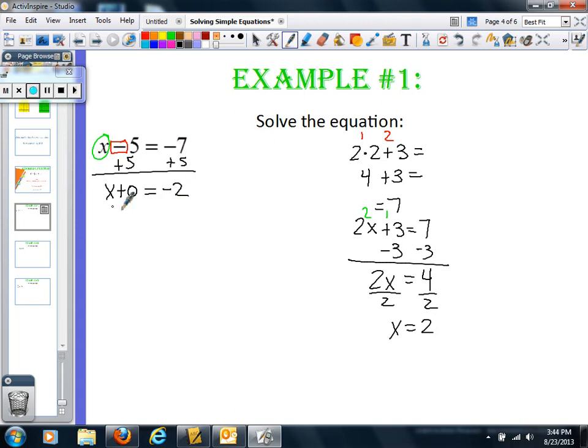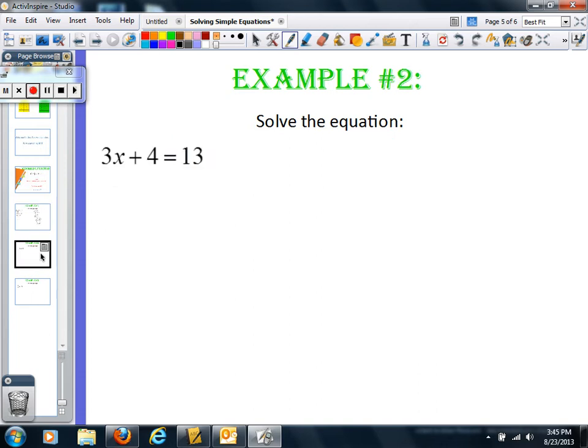Now you don't have to have this step, okay, because x plus 0 is just x, and that's going to equal negative 2. And that'll give us our answer. So what's happening here is the negative 5 and the plus 5 are canceling each other out and just making it 0. But whatever we do to one side, we must also do to the other, which is why I have to add 5 on the right.